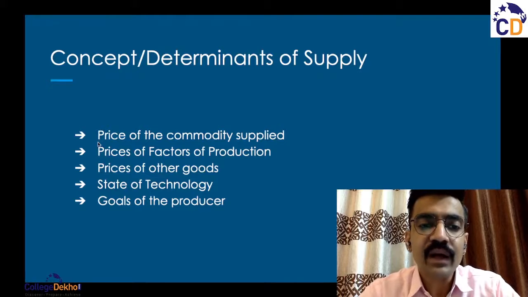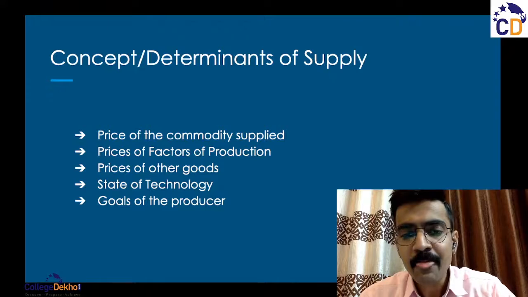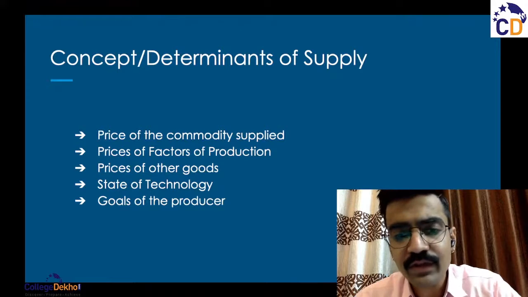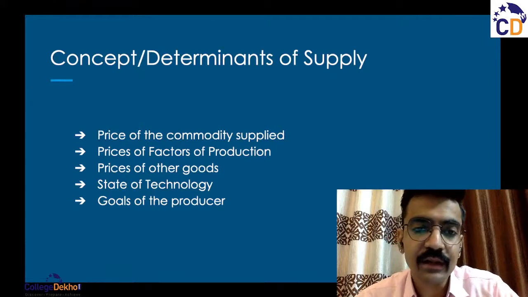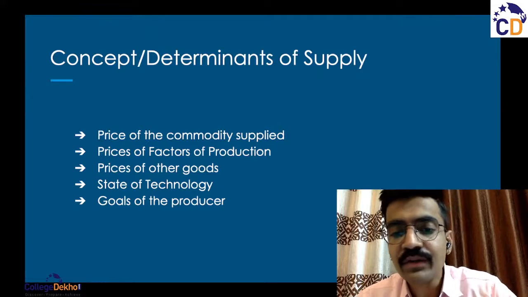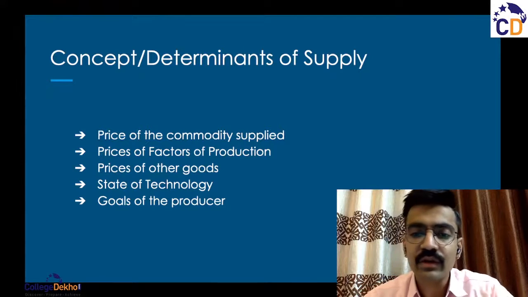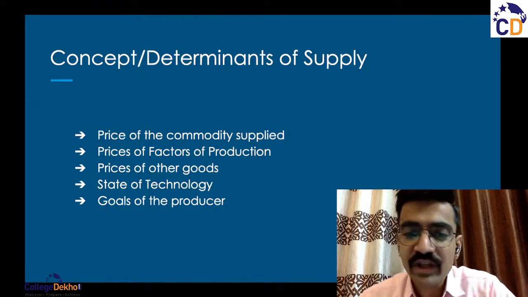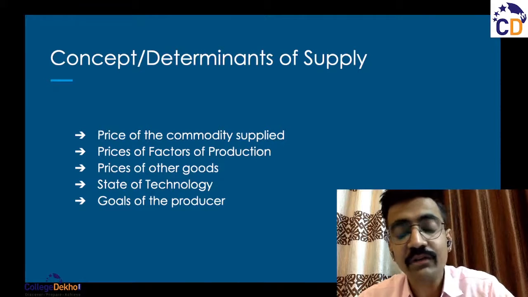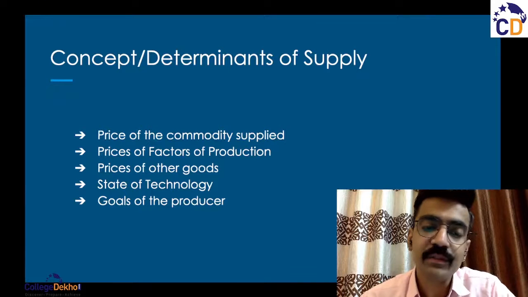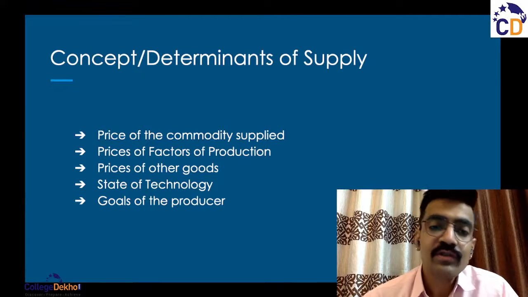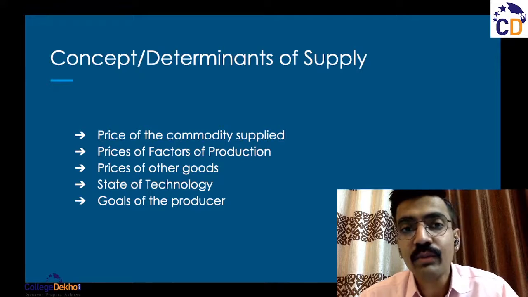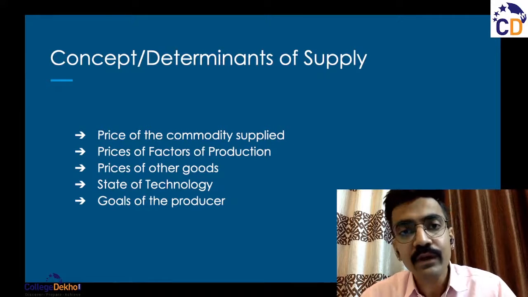Now, what is the first determinant? It is the price of the commodity supplied. The price is the most immediate determinant of supply. A person or a firm will quickly check whether the cost will be covered by the price or not. If the price is too low, then the costs themselves would not be covered, there would be no break-even point, there would be no profit, and the company will go into loss.